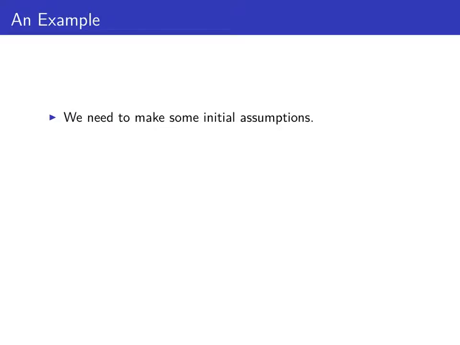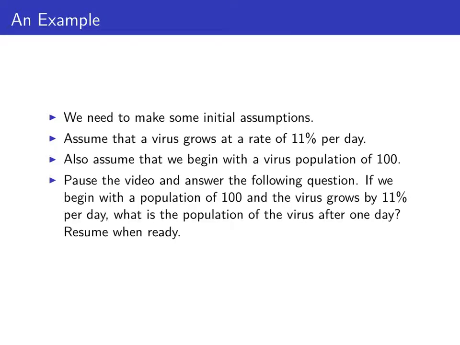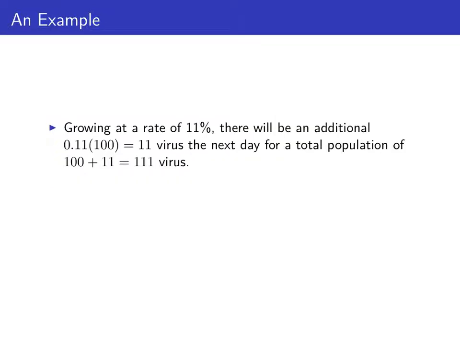We need to start with some initial assumptions. We'll assume that a virus grows at a rate of 11% per day. And we'll assume that we're going to start with a virus population of 100. So pause the video for a moment and consider the following question. We have a population of 100 and the virus grows by 11% per day. What would the population be after day 1? Resume the video when you're ready.